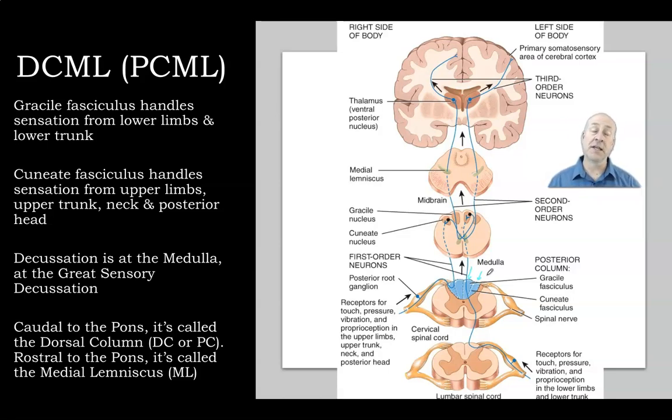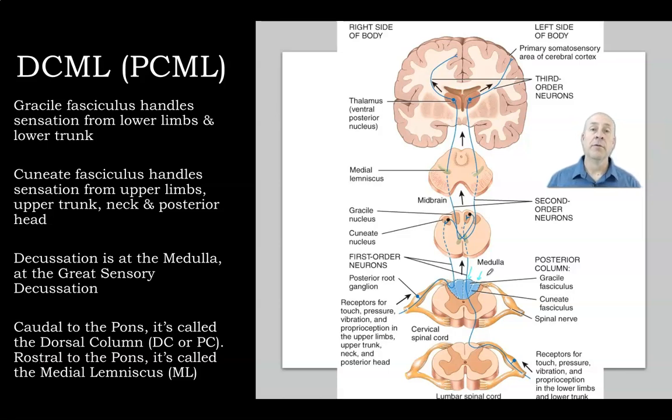Gracile nucleus, a fasciculus in this case, going up to the gracile nucleus. The gracile fasciculus. Do you remember where it was? Do you remember the muscle? The gracilis, do you remember where it was? It was on your lower body, right? The gracilis is connecting from about your inguinal groin region, pubic region, down to your knee.